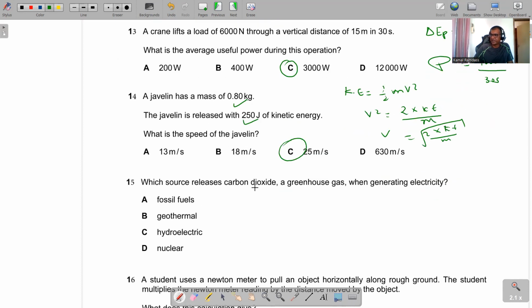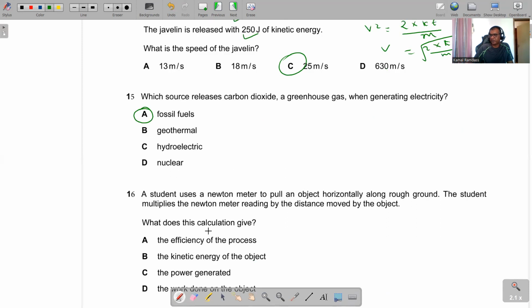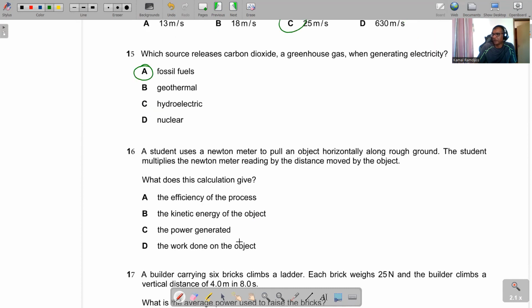Which source releases carbon dioxide, greenhouse gas, when generating electricity? Fossil fuel, définitivement. A student uses a Newton meter to pull an object horizontally along rough ground. The student multiplies the Newton meter reading by the distance moved by the object. What does this calculation give? The work done on the object.